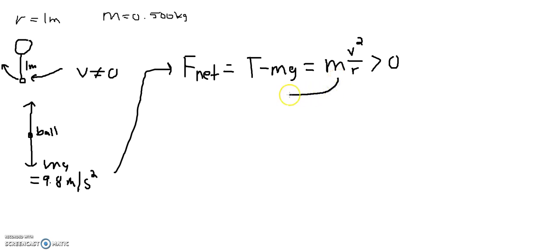And from here we can draw an arrow down because this formula is derived from Fc equals m times velocity squared over r. And because of this, tension minus mg has to be greater than 0, because the velocity is not equal to 0 as the ball keeps swinging in accelerated motion.